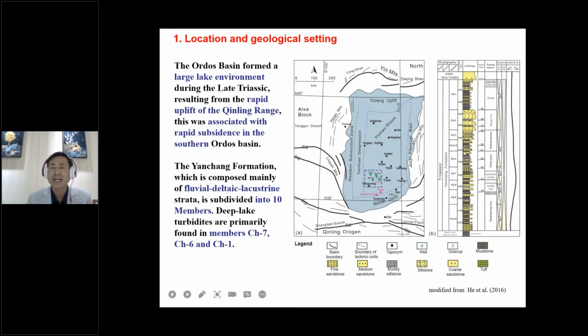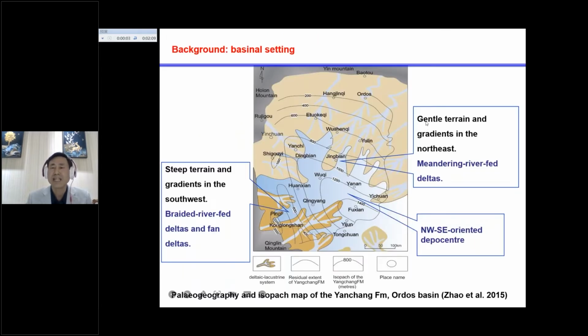fluvial-deltaic-lacustrine strata and can be subdivided into 10 members, and the deep lake turbidites are primarily found in Chang 7, Chang 6, and Chang 1. Background basinal setting: there is gentle terrain and gradients in the northeast, where meandering river-fed deltas are developed. Deep terrain and gradients in the southwest, where braided river-fed deltas and fan deltas mainly developed. Here is the epicenter.